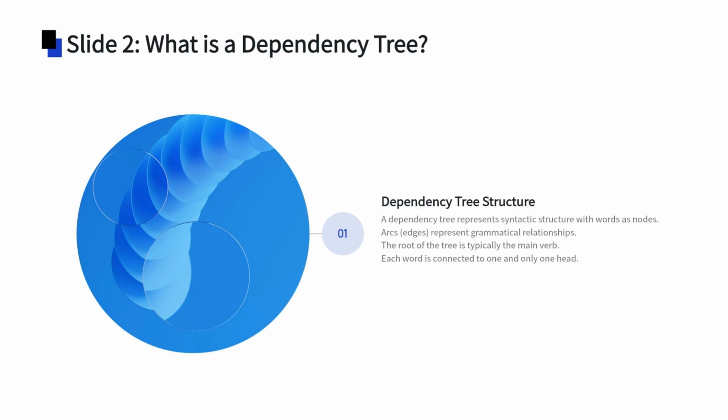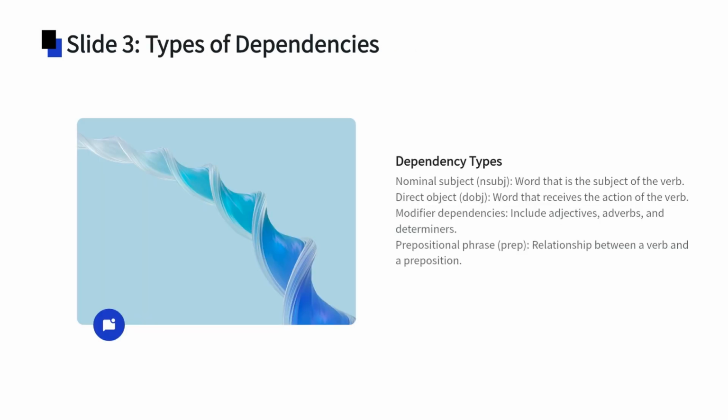object, and so on. In a simple sentence like "the cat sleeps," the word "sleeps" is the root of the tree, with "cat" as its subject. The root word is typically the main verb, and the edges show how the other words depend on it. Dependency trees are an essential tool for understanding sentence structure and meaning, especially for tasks like semantic role labeling or machine translation. In dependency parsing, different types of dependencies capture various grammatical roles.